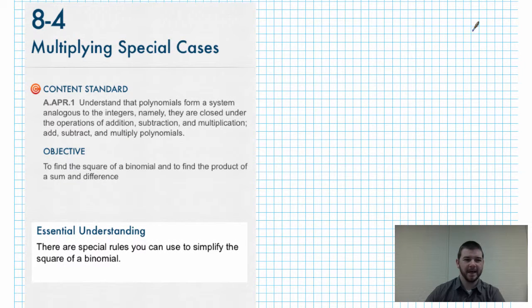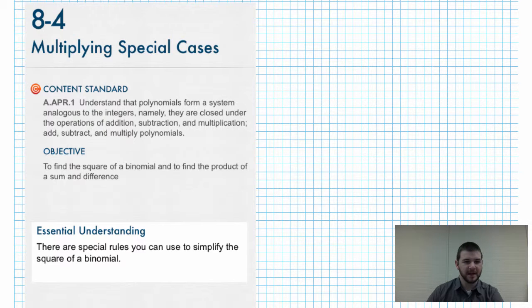And into section 8.4, multiplying special cases. So we've dealt with multiplying binomials. Now we're going to talk about some special cases of binomials and how to multiply those. The objective of this section: to find the square of a binomial and to find the product of a sum and difference. Of course, sum means an answer in addition, difference, an answer in subtraction.